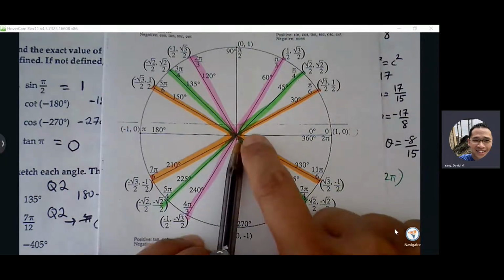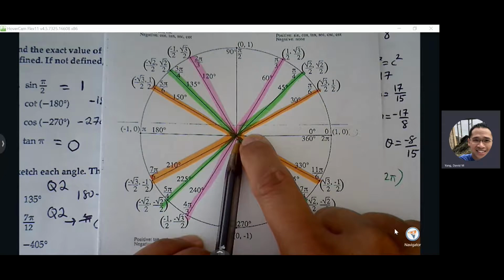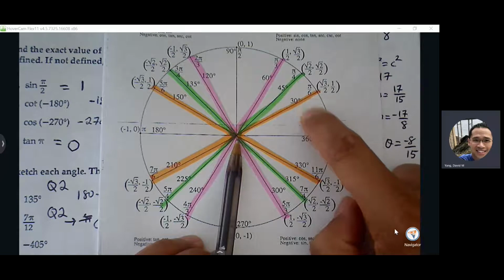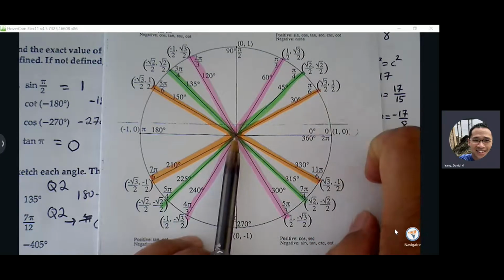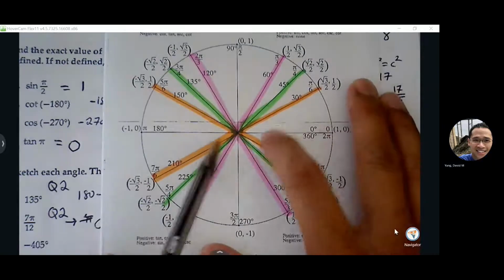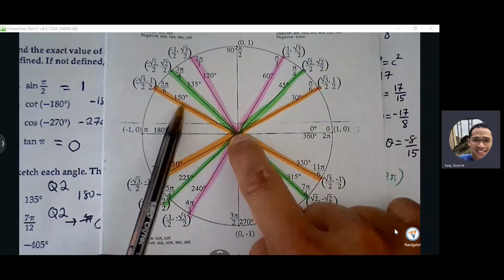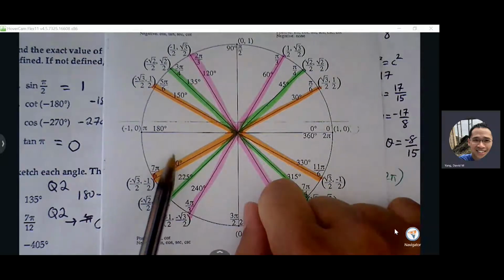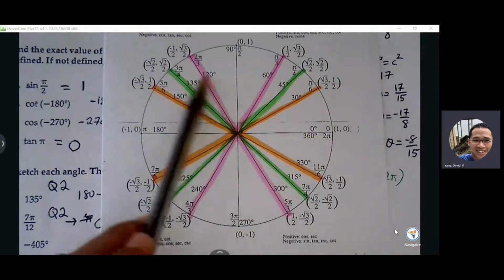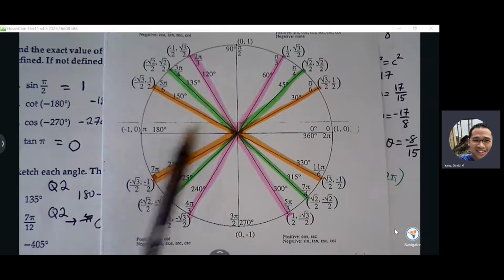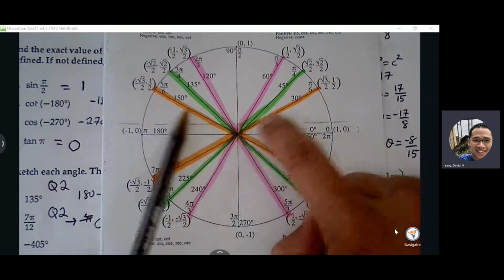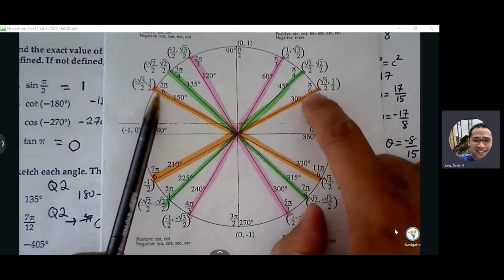So reference angle is how far your angle is from the nearest x-axis. So 30 degrees has a reference angle of 30. Anything in the first quadrant is going to be your reference angle, right? So what's the reference angle for 150? Also 30, because the closest x-axis is 180. Anything in the second quadrant, you're going to subtract from 180 to get to the reference angle, right? So 180 minus 150 is 30. So these both have a reference angle of 30, right?